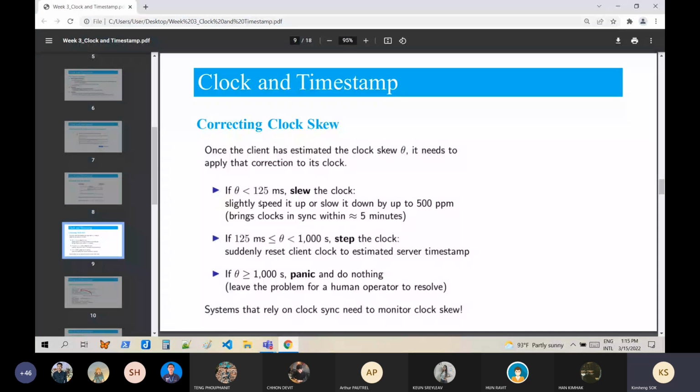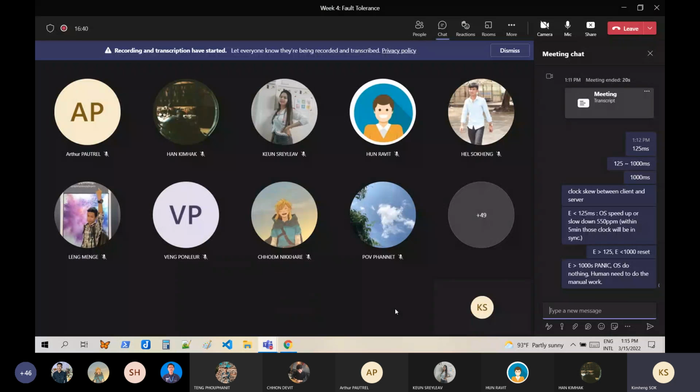If you see our lesson next, the first step we call slew. Slew means speed up or slow down the speed. Step means reset the clock, and panic means the human will go to solve the problem. So we need to review the lesson, otherwise you will forget. You will remember a little bit, but you are not sure, so when you answer, if I give 10 points, you only get 2.5 points, something like that.